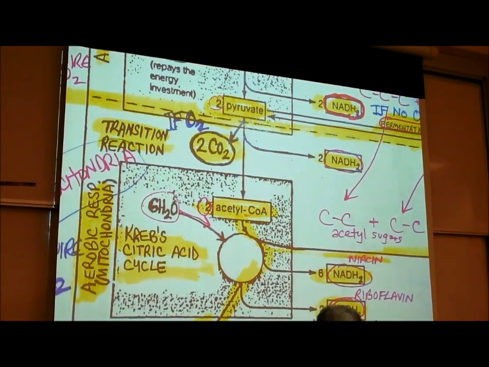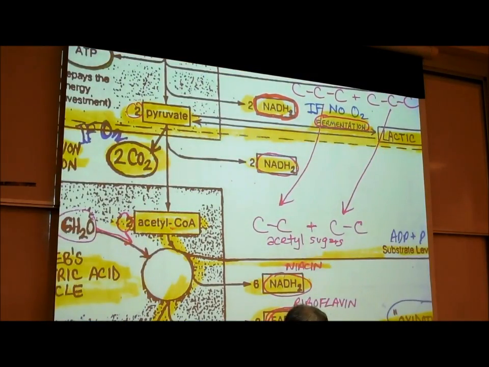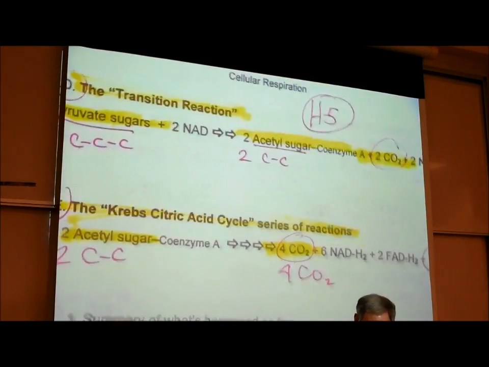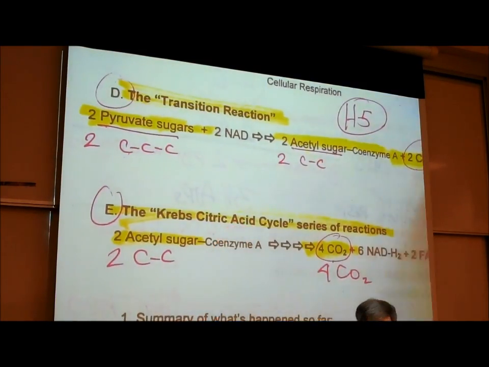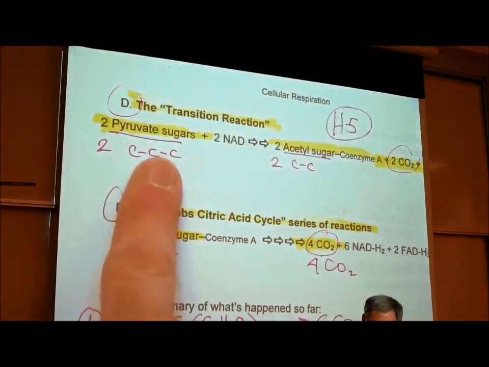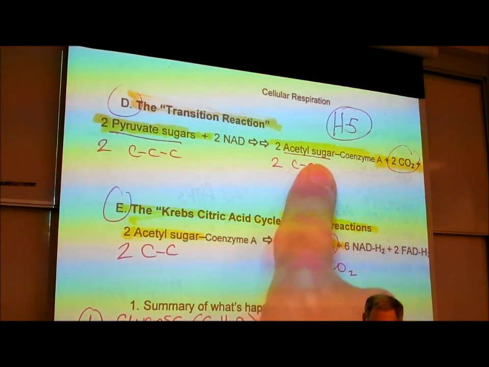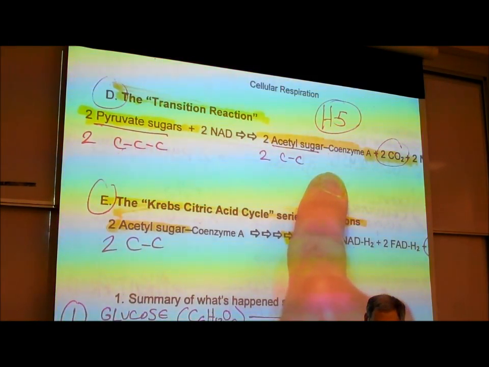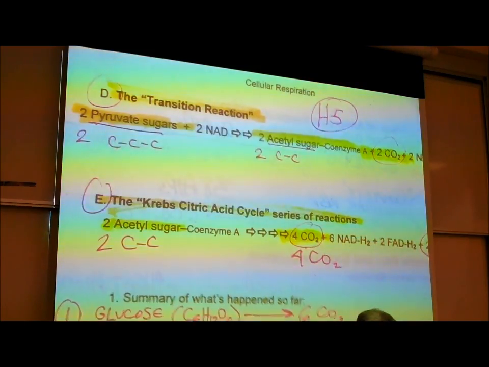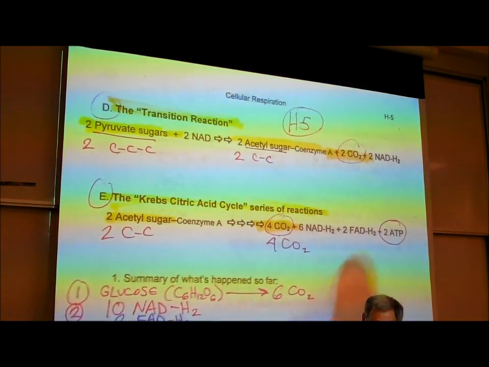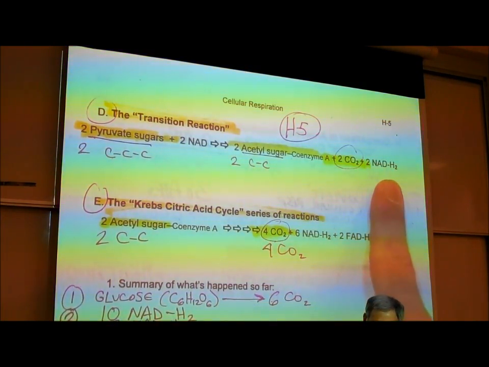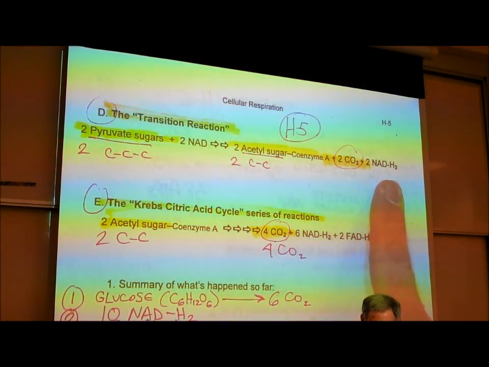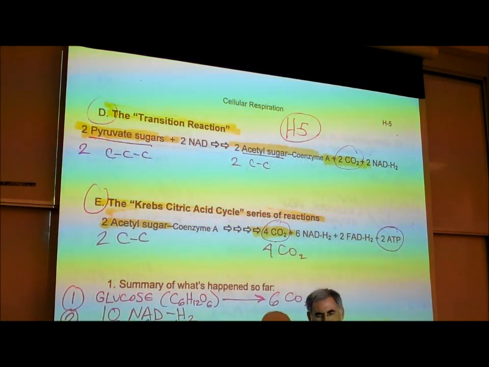Let's summarize it by looking back on page H5. On H5, at the top, what happened in the transition reaction? The 2 pyruvate sugars were turned into 2 acetyl sugars, plus 2 carbon dioxides were formed, and 2 NADs each picked up a pair of hot potato hydrogens. All right, that's a summary of what happened in that transition reaction.